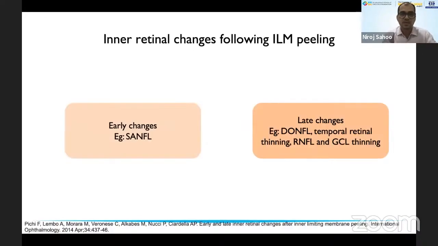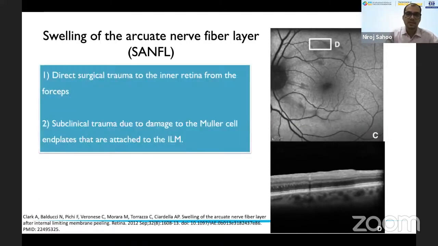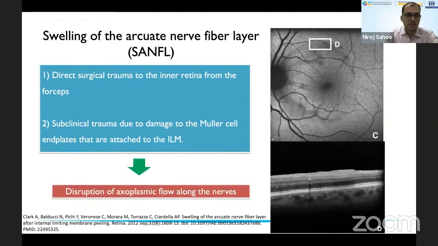Just to conclude, a few of the changes that can be picked up post-operatively using OCT or en face OCT. The first is the swelling of the arcuate nerve fiber layer. It can be picked up either with autofluorescence or infrared reflectance imaging. It can appear as early as 8 to 10 days post-operatively and gradually disappears in 2 to 3 months. They represent swelling of the RNFL, and have been proposed to be due to surgical trauma from the forceps or due to damage of the Muller cell endplates that results in axoplasmic flow disruption.